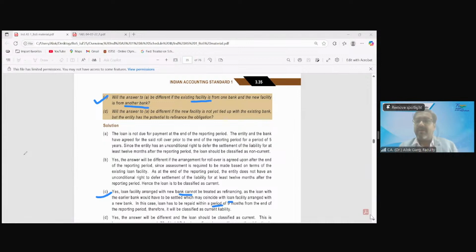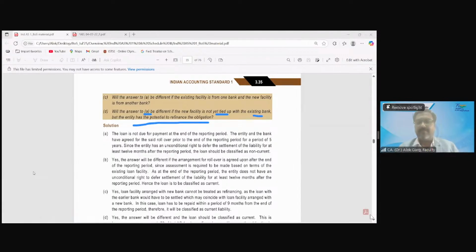Okay. Question number 4. Will the answer to A be different if the new facility is not yet tied up with the existing bank, but the entity has the potential to refinance the obligation? So the entity has not tied up with the bank. They have not agreed with the bank. They have not discussed with the bank. But the entity knows that whenever I go to the bank, it will agree to refinance the existing loan, and I'm not required to pay after 9 months. Tell me, on the reporting date, is it current or non-current?